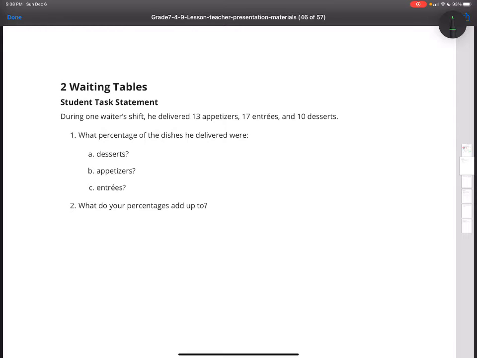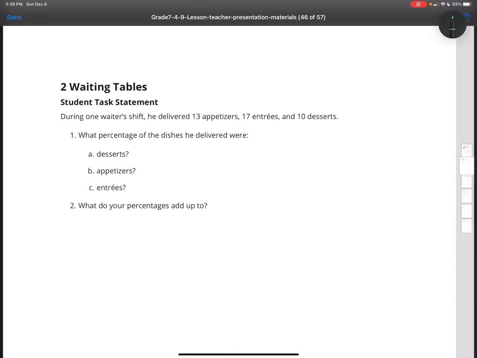Okay, guys, let's look at the next student task statement, which is called waiting table. During one waiter's shift, he delivered 13 appetizers, 17 entrees, and 10 desserts. It's asking what percentage of the dishes he delivered were desserts, appetizers, and entrees. The next one asks, what do your percentages add up to? Now in your book you have more room compared to me.